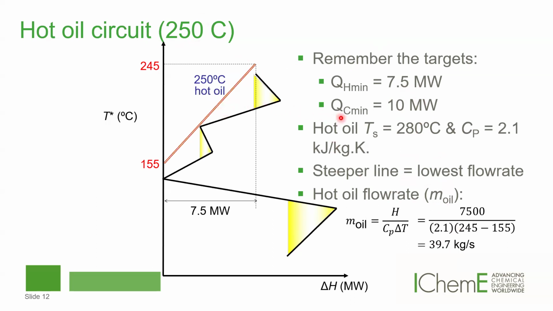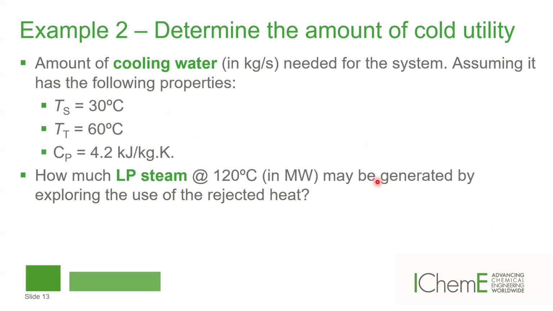So this is already the minimum, but if you use a larger flow rate, then that's okay, but it would entail higher cost. Right. So we move on to the next example, which is the determination of the amount of cold utility.